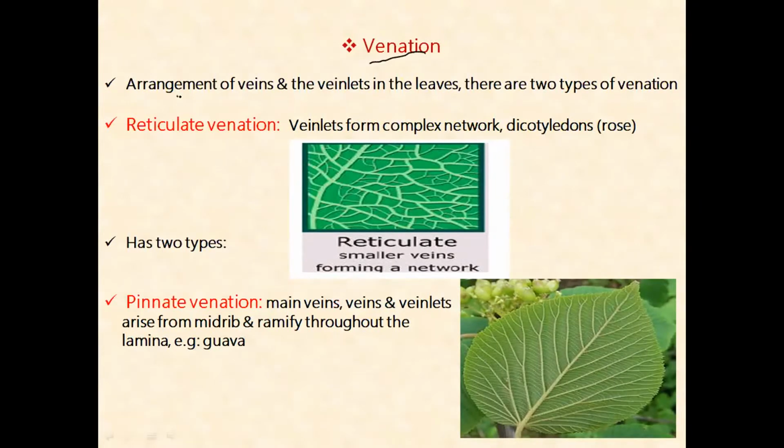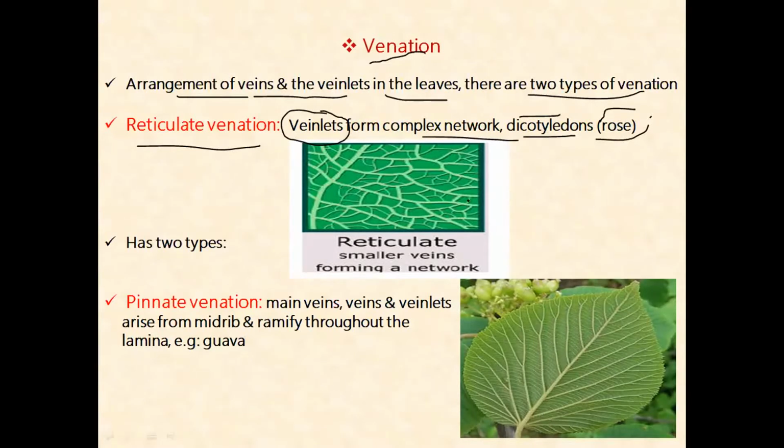Leaf venation is the arrangement of veins and veinlets in the leaves. And generally there are two types of venation. First one is reticulate venation. In this type of venation, the veins and veinlets form a complex network, and it commonly occurs in dicotyledons, for example, rose. So you can see here, this is the reticulate venation. Smaller veins form a network. This is the midrib, and from this, smaller veins, so you can see they form a chain or a network throughout the lamina.